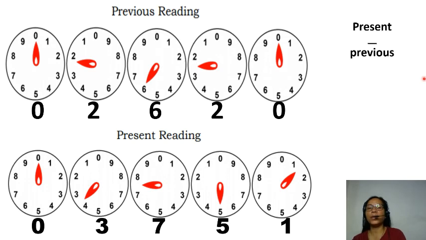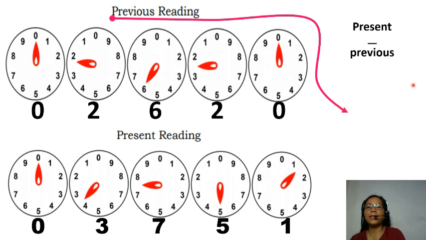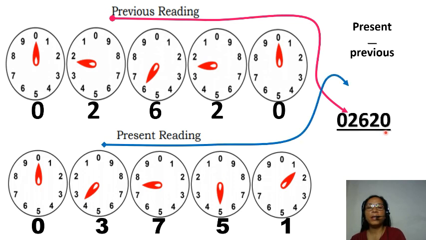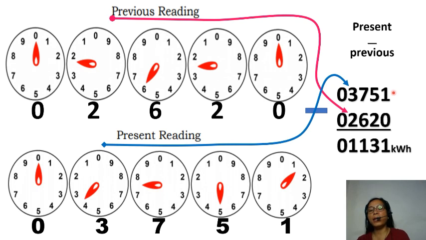So, again, how to solve for your electric consumption? Follow the simple computation, present minus previous. Okay? So, let's have this. Previous, ayusin natin, ilagay natin sa ibaba, which is 02620. Then, si present, ilagay natin sa taas, which is 03751. Then, we are ready for subtraction. So, 03751 kilowatt hour minus 02620 kilowatt hour. The answer is, simple subtraction, you have 1 minus 0 is 1, 5 minus 2 is 3, 7 minus 6 is 1, 3 minus 2 is 1, then bring down 0. So, your consumption for electricity this month is 01131 kilowatt hour, or you can read it as 1131 kilowatt hour. Okay, nasundan.